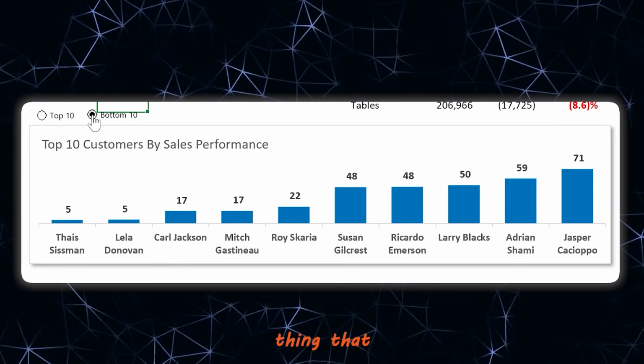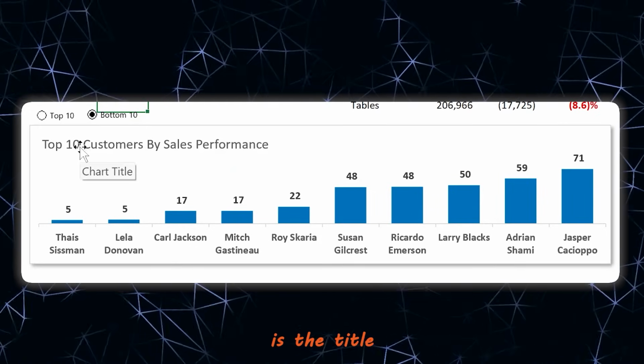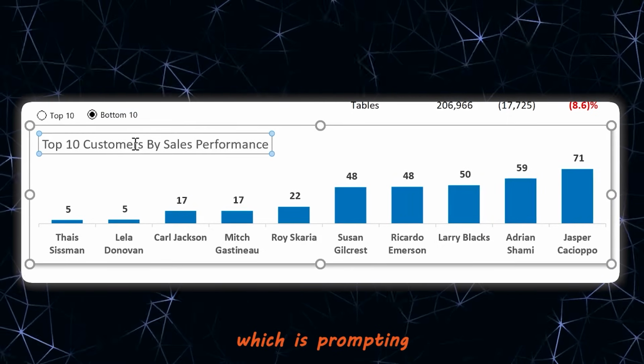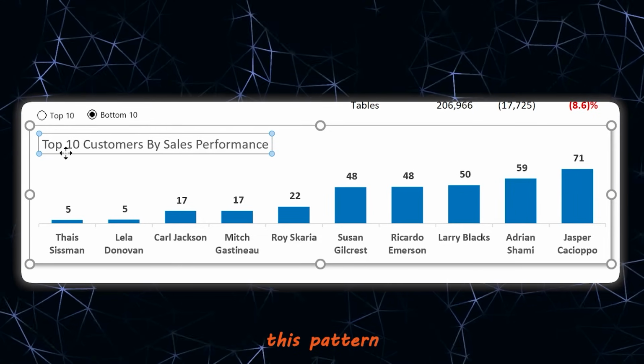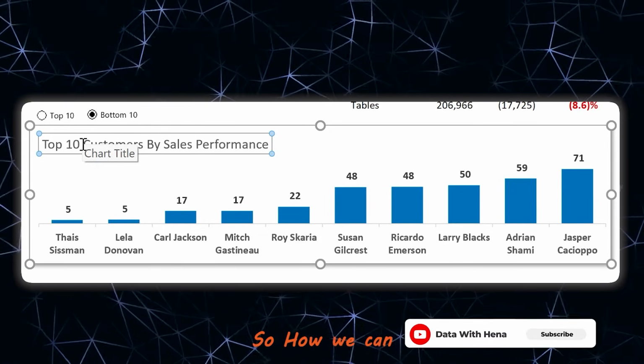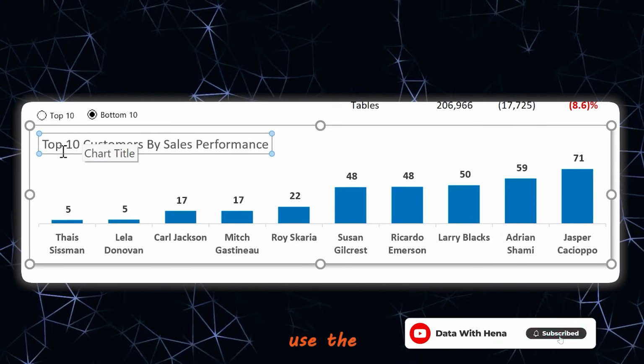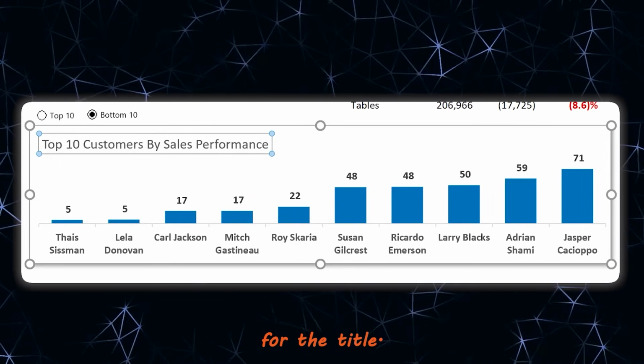Now one other thing that we should consider is the title of our chart, which is top 10 customers by sales performance. Now that we have selected bottom 10, this title will be wrong, right? So how can we fix this one? We can also use the same buttons for the title. So how can we do this?